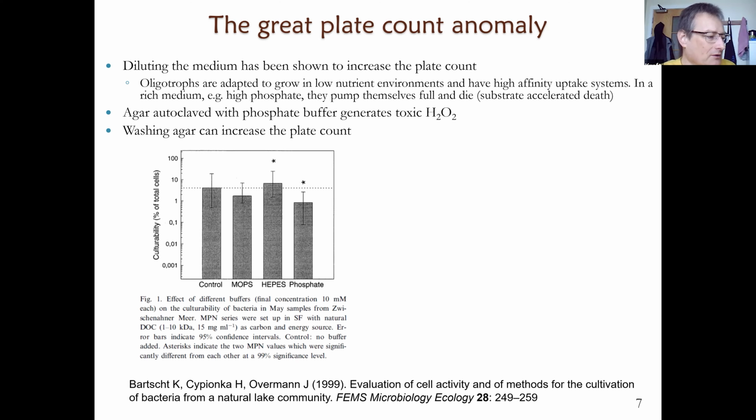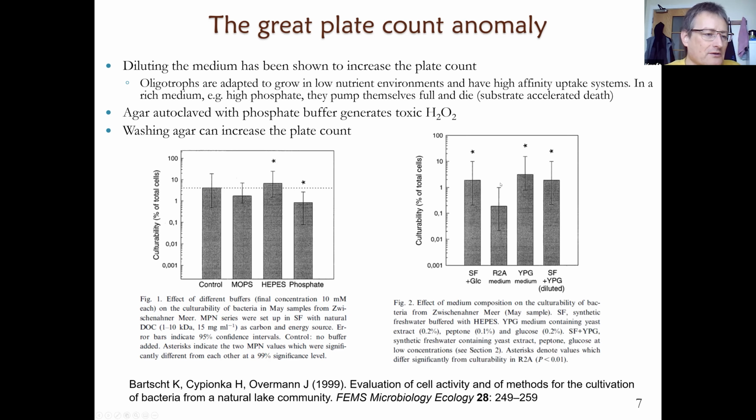Here are just a few examples from a paper looking at bacteria in a eutrophic lake in northern Germany, where you can see the effect of different buffers. Here is the culturability, so the percent of the total count that actually grows on the plate, which in the control is a little bit higher than 1%, but with the use of phosphate, the plate count goes down, and the best plate count you get with a non-phosphate buffer like HEPES.